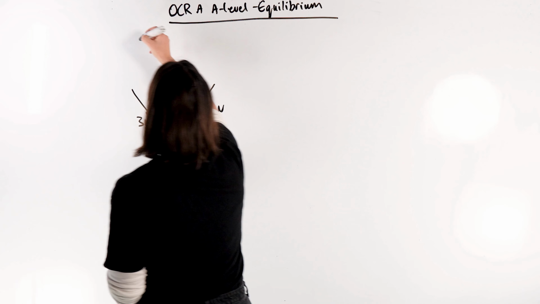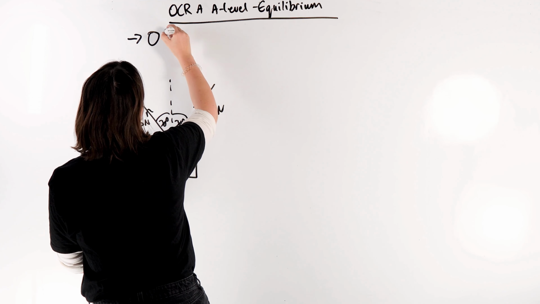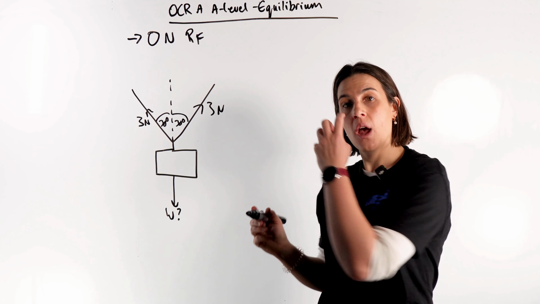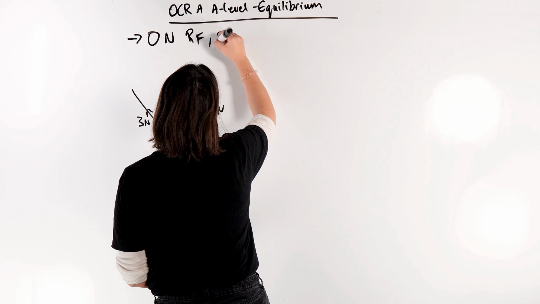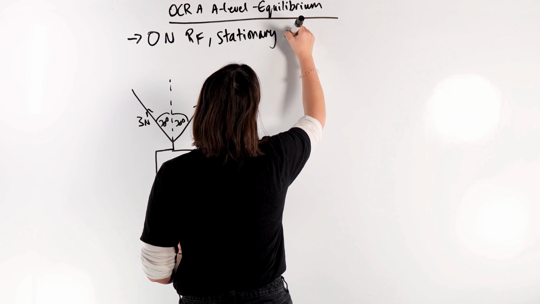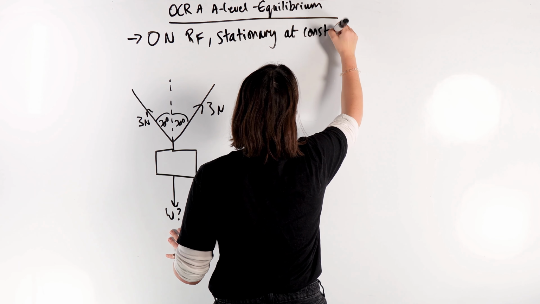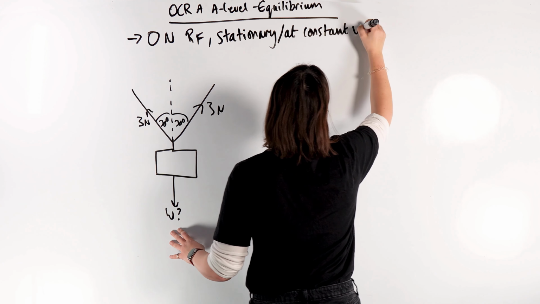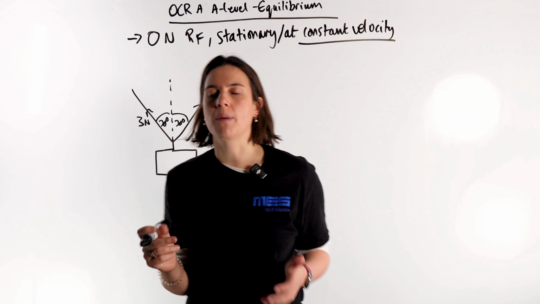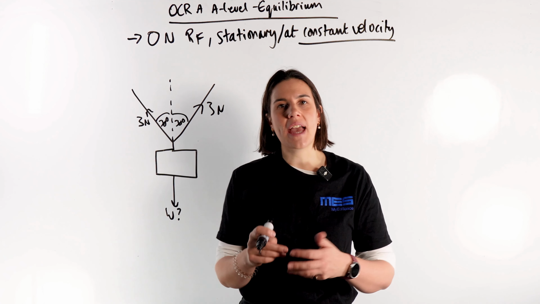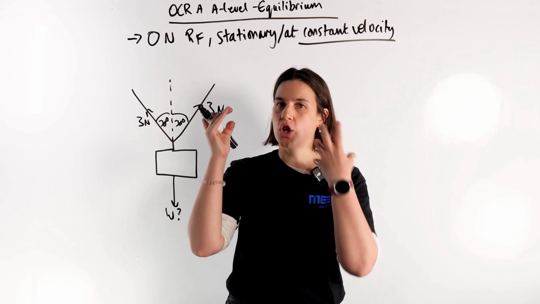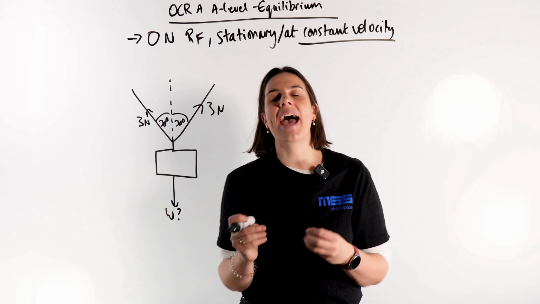So if an object's in equilibrium, it means it has no resultant force acting on it, which means that it's either stationary or at constant velocity. Now this is a thing that always trips up students, is they always forget that an object can be in equilibrium when it is moving. If it's at constant velocity, it can still be in equilibrium.